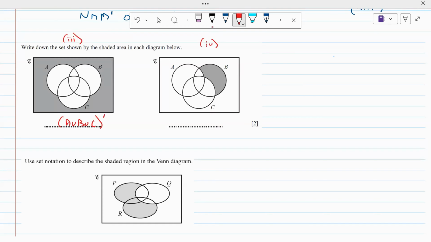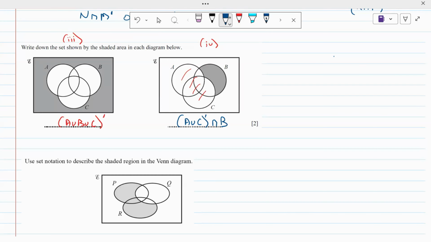Part 4. What do you think about this one? A intersection C intersection B complement. A intersection C, no. Look, what they have done is they have removed A and C from B. They have removed A and C from B. So A union C whole complement intersection B, exactly. So first you combine A and C and then you remove it from B.